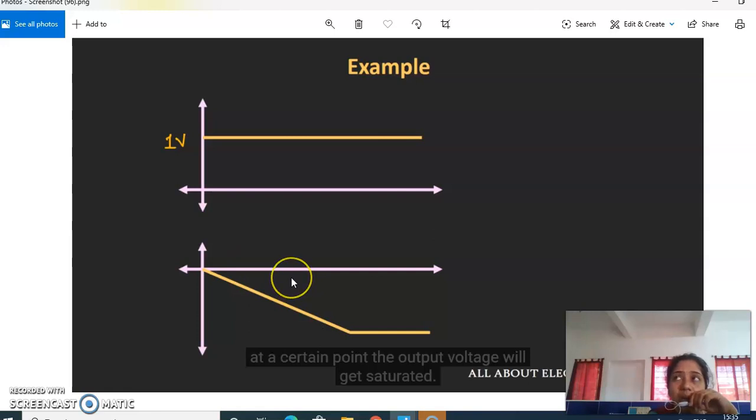But here, according to the expression of the integrator, output voltage V out equal to minus 1 by R into CF integration of V in of t dt, right? So even though it is a ramp, it is negatively increasing, and after reaching some value, the output voltage will get saturated, right?